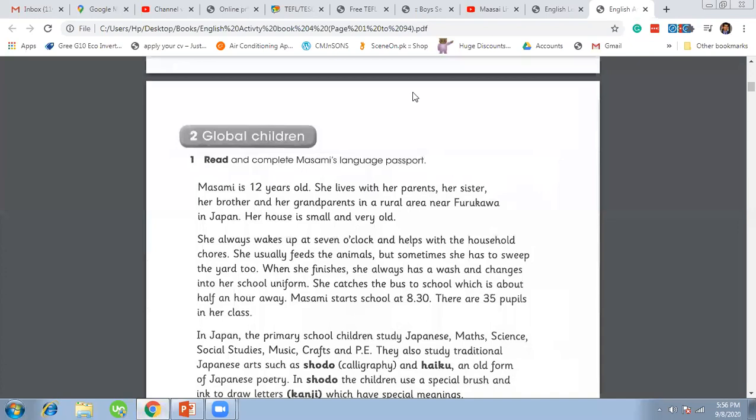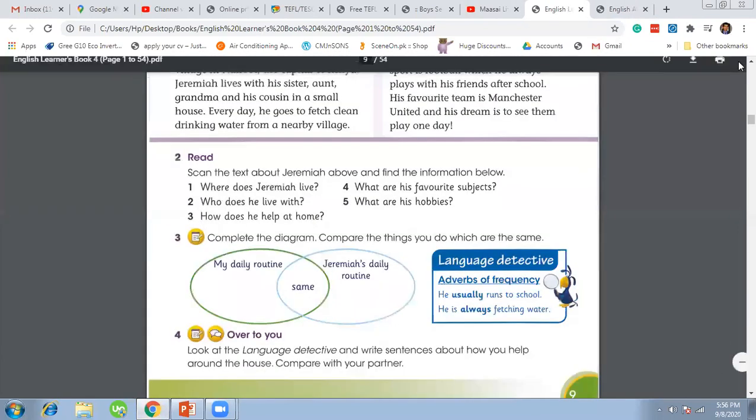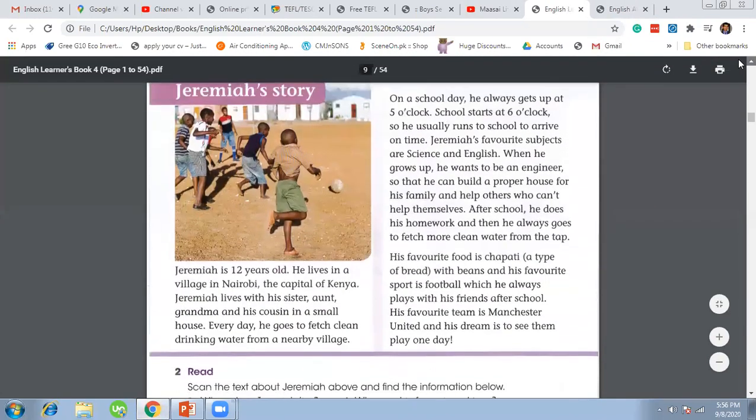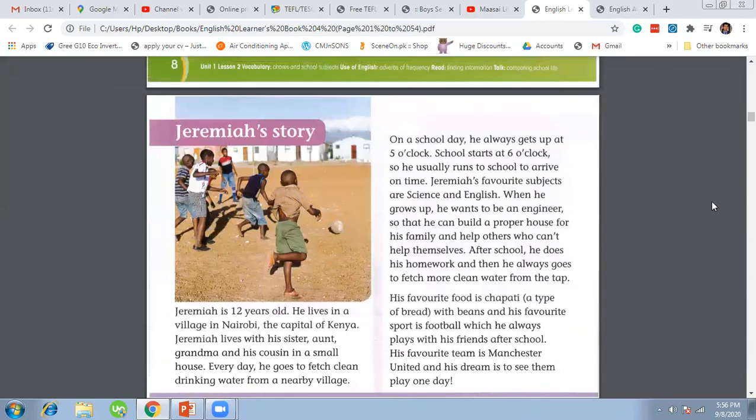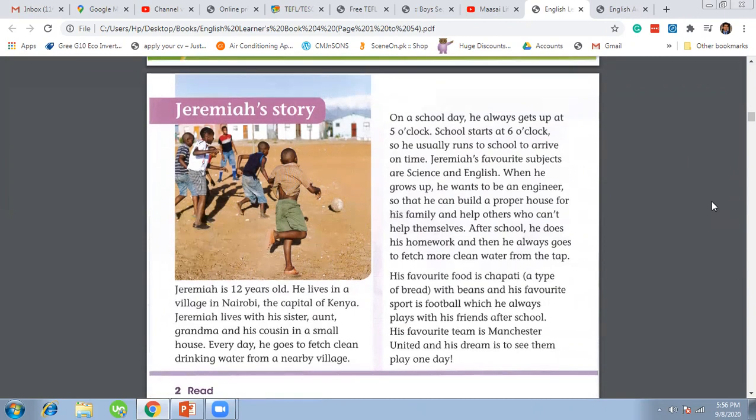Okay, then we saw a story of Jeremiah. Jeremiah is a 12 years old boy, and he lives in a village in Nairobi, the capital of Kenya. Capital, I told you, what does it mean? I also gave you example of Riyadh. Riyadh is the capital city of Saudi Arabia. Same like Nairobi is the capital city of Kenya.